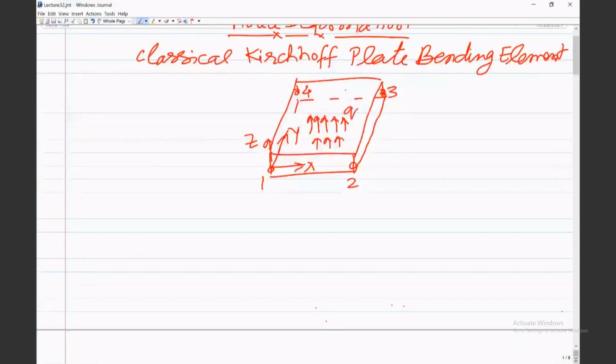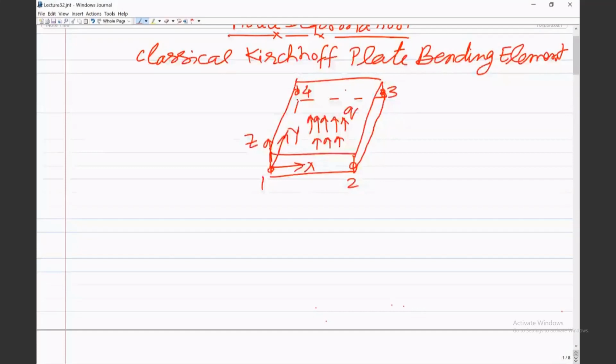Actually, this load can also be deformation dependent, but what I'm going to assume here is that although the displacement gradients del w by del x and del w by del y are finite, they are not so large that you have to write q, the external load vector, as a function of displacement. That's an assumption which is made here.